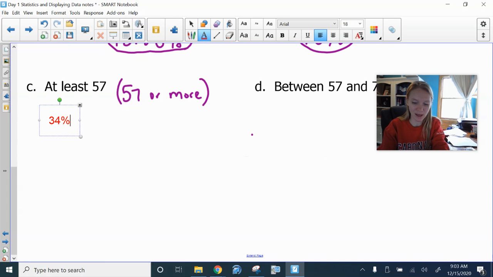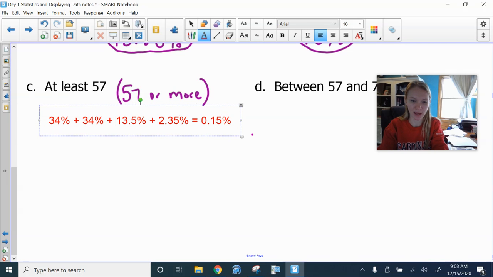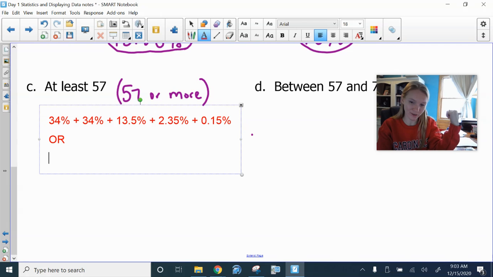So I could add my 34% plus my 34% plus my 13.5% plus my 2.35% plus my 0.15%. Oops, it's supposed to be plus. I could do that. Or, since I already know that it's 16% under 57, if I want to go over 57, I could just take, I know it's 100% of the data minus the 16%. So I would end up with 84%.